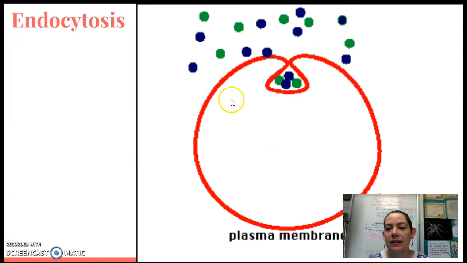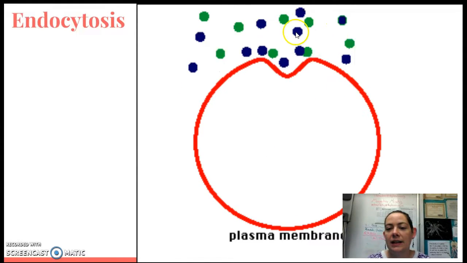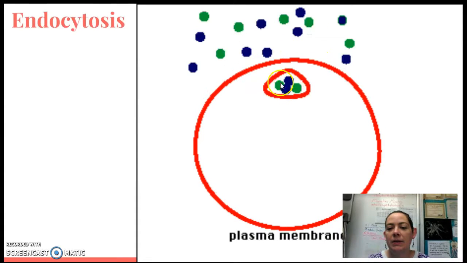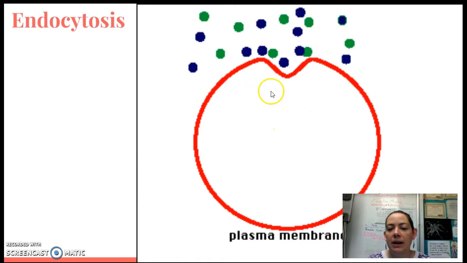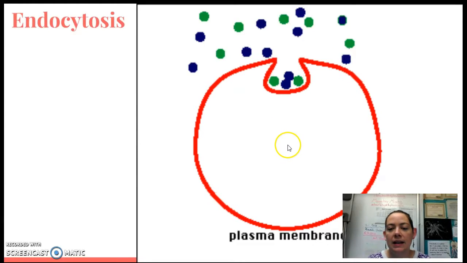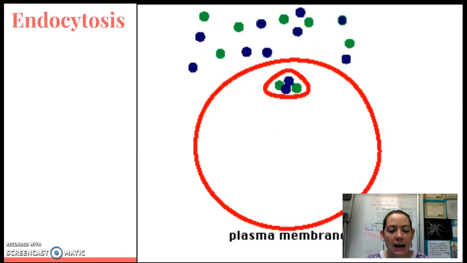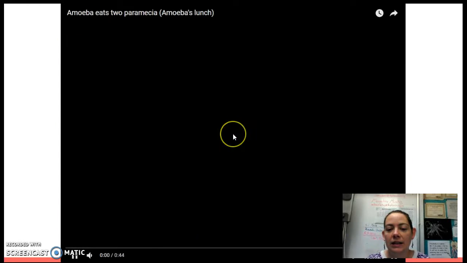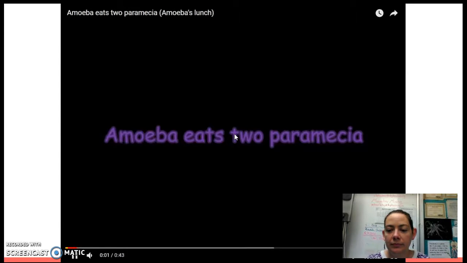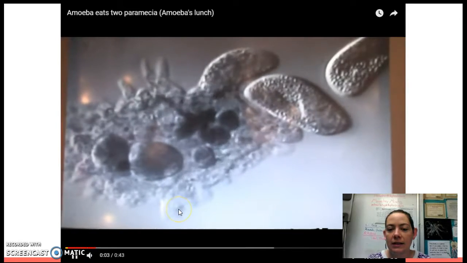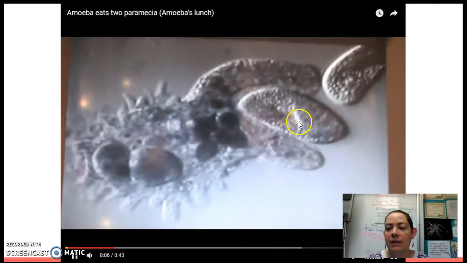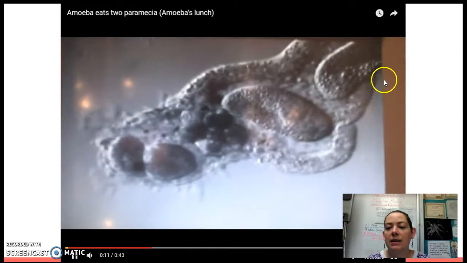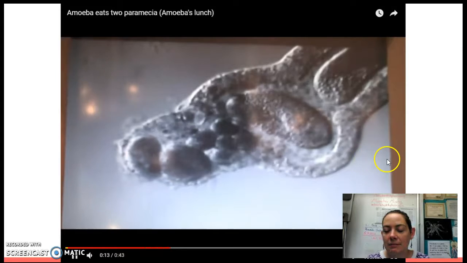Here's an image of endocytosis. There's a bunch of these little things outside the cell. The cell membrane is recognizing them and bringing them in and kind of pinching them into a little membrane-bound vesicle that goes into the cell. This is how an amoeba eats. Here's a video of an amoeba eating two paramecium. These guys are all protists, single-celled eukaryotes. Here's one paramecium, here's the other one. This amoeba is just wrapping its cell membrane around them and bringing them in. It's going to digest them here in a second.